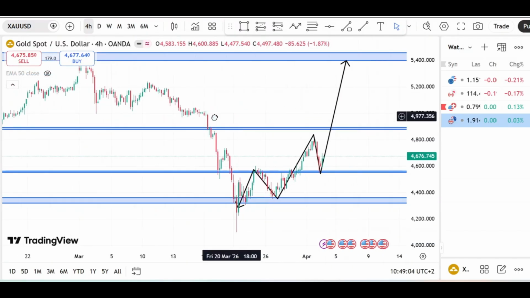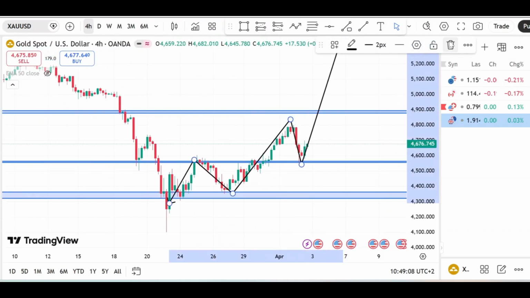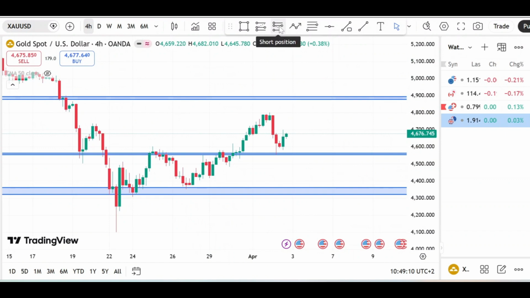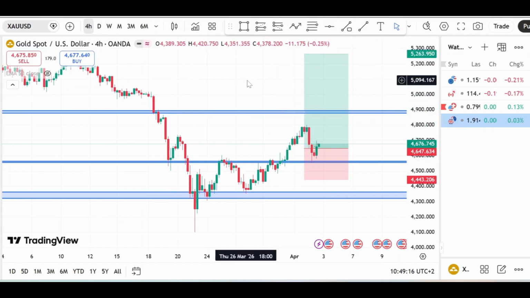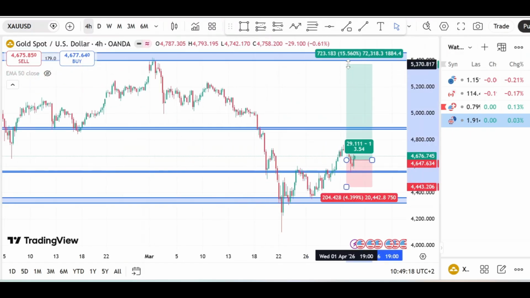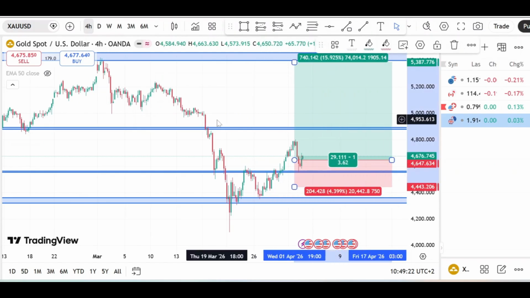Okay, as you can see here, this could have been a very beautiful entry here. After seeing this morning star candlestick formation, you could have entered here for a buy.